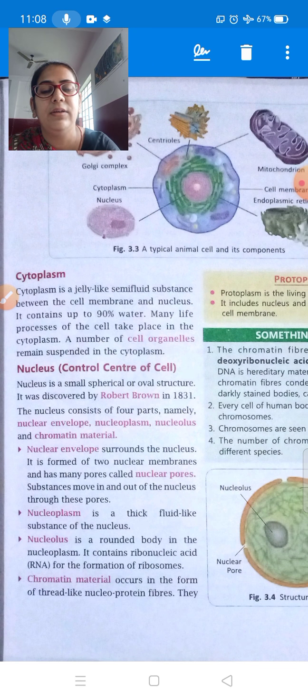So students, today we studied the cell membrane and cytoplasm. Next time we will study the nucleus, which is the control center of the cell.